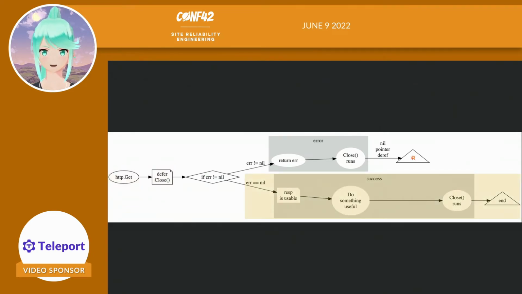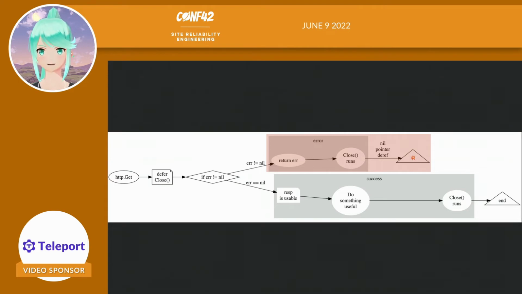If there was no error, we can use the response and do something useful, and then the response body closes automatically due to the deferred close. Everything works like you'd expect. However, if there was an error, something different happens. The error is returned, and then the scheduled close call runs. The close call assumes that the response is valid, but it's not. This results in the program panicking, which can be a crash at 3 a.m.